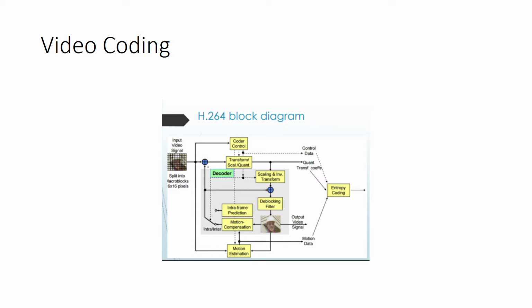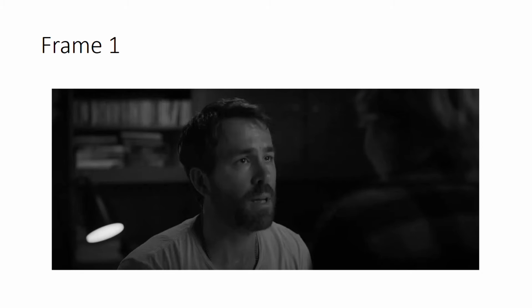Next, let's look into video coding. I use this architecture to model my algorithm. First we have frame 1, we store it as it is, and then we try to predict the rest of the frames using this frame 1. So this is frame 2. Now we have to predict frame 2 using frame 1.